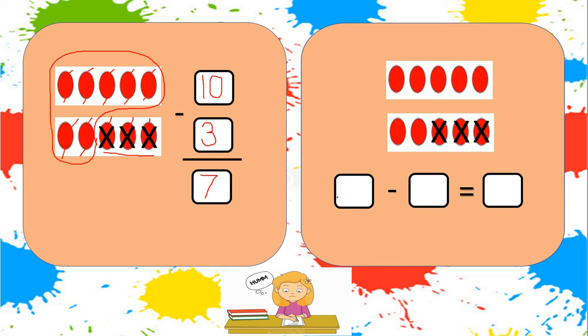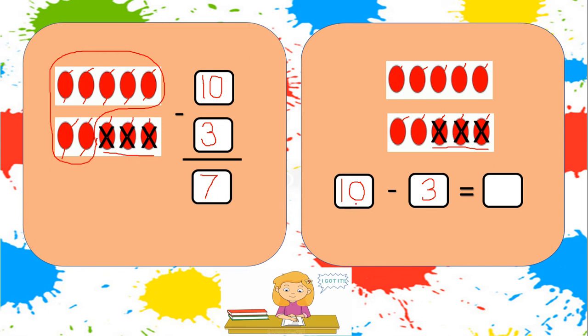Or we can also write this way. Again, we have 1, 2, 3, 4, 5, 6, 7, 8, 9, 10. So again, count all first. 10 red balls. And we take away how many objects with X? You have 1, 2, 3. So you have here the minus sign, which means take away. We will write number 3.